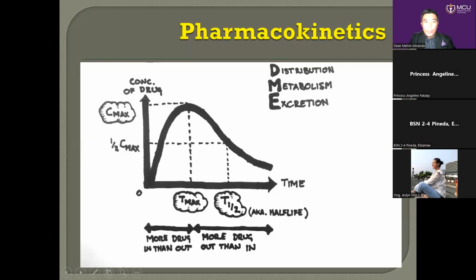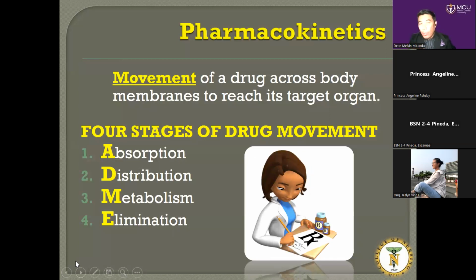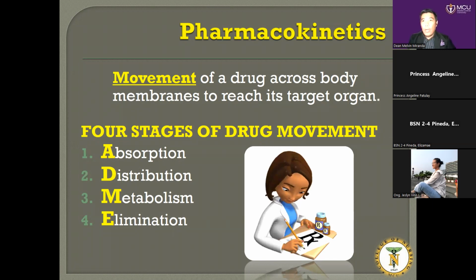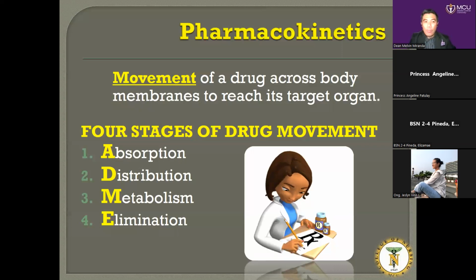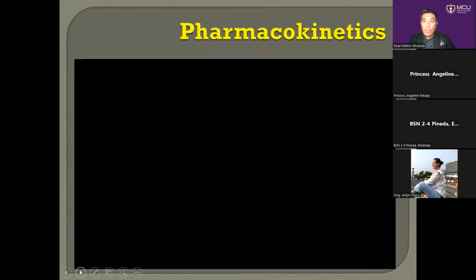Now, as we go on with our discussion, consider the point that pharmacokinetics refers to the movement of the drug across the tissues until it reaches the target organ, by which it will reach the systemic circulation. So we have also already discussed the 4 stages of drug movement. Now, as we discuss the 4 stages of drug movement, I will show you again the video presentation that will clearly discuss absorption. Let us watch this.